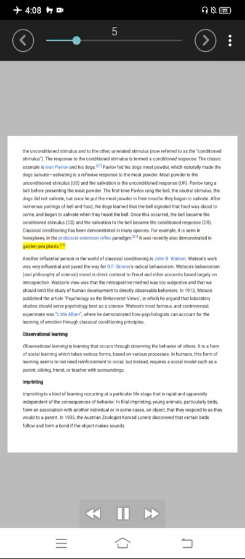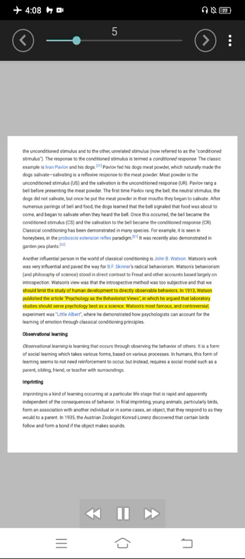Another influential person in the world of classical conditioning is John B. Watson. Watson's work was very influential and paved the way for B.F. Skinner's radical behaviorism. Watson's behaviorism and philosophy of science stood in direct contrast to Freud and other accounts based largely on introspection. Watson's view was that the introspective method was too subjective and that we should limit the study of human development to directly observable behaviors.